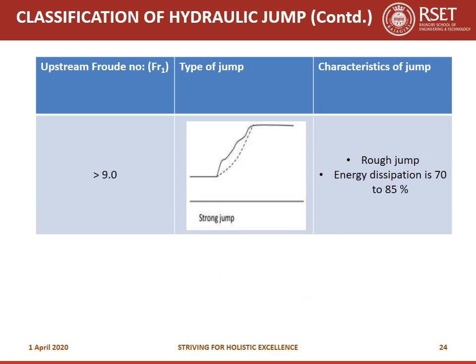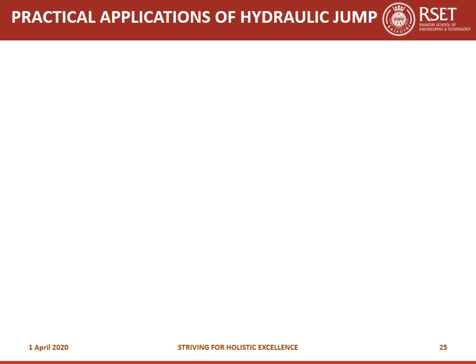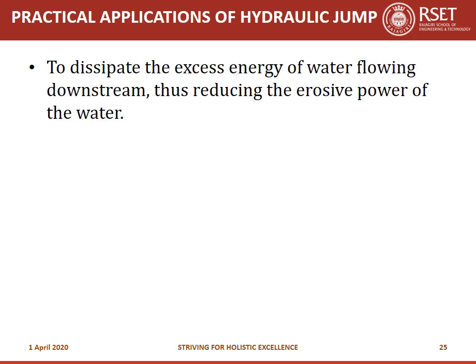And when the upstream Froude number is greater than 9, it is a strong jump. It's a very strong jump, it's a very rough jump, and energy dissipation is 70 to 85%. So the greater the upstream Froude number, the stronger the hydraulic jump formed. That is the classification of the hydraulic jump based on upstream Froude number. Now, just a few practical applications of a hydraulic jump.